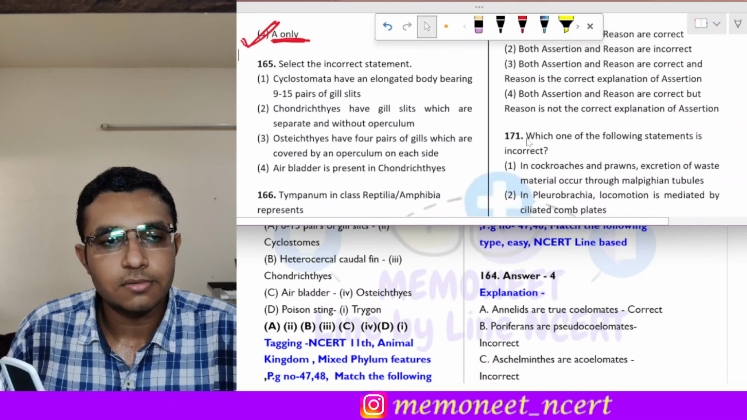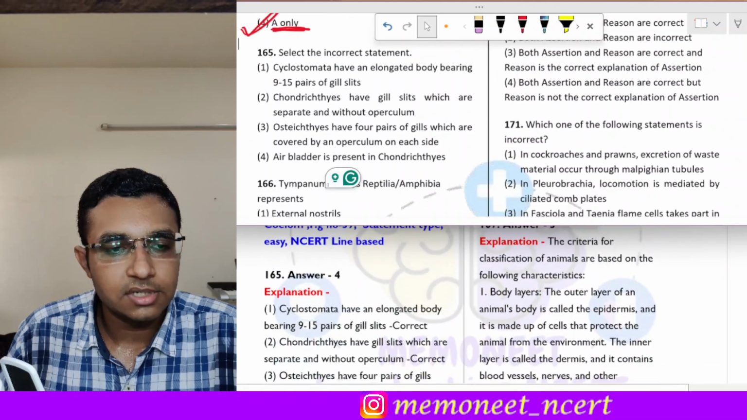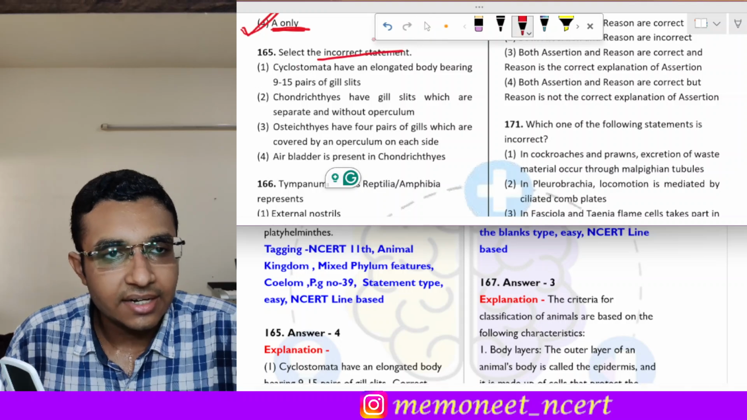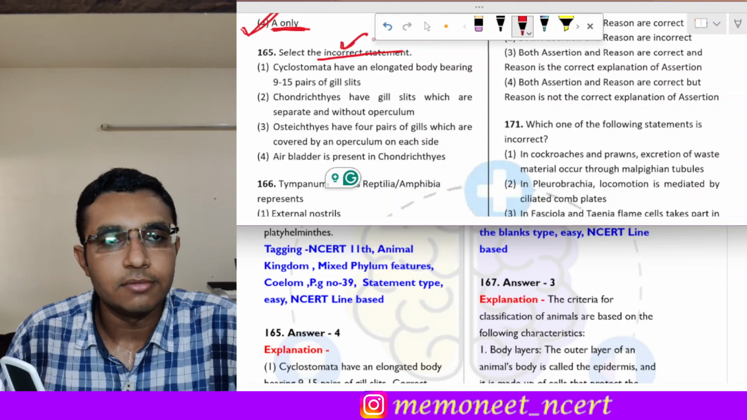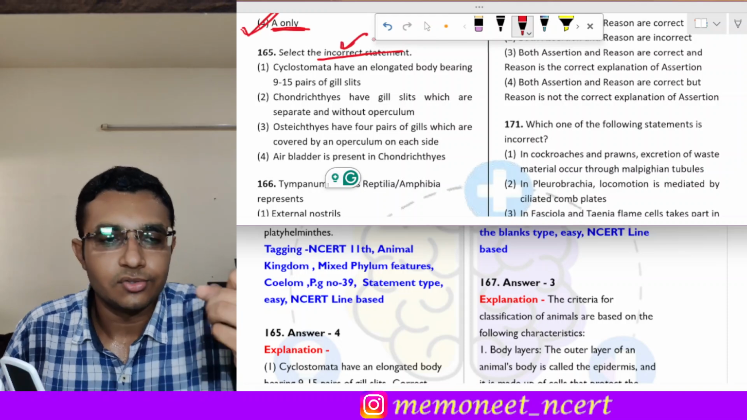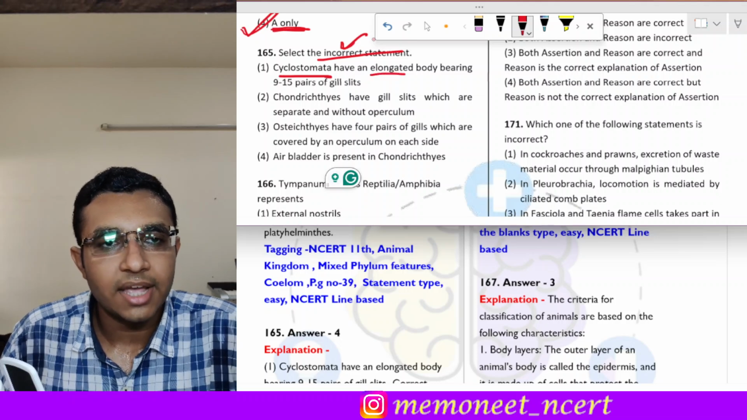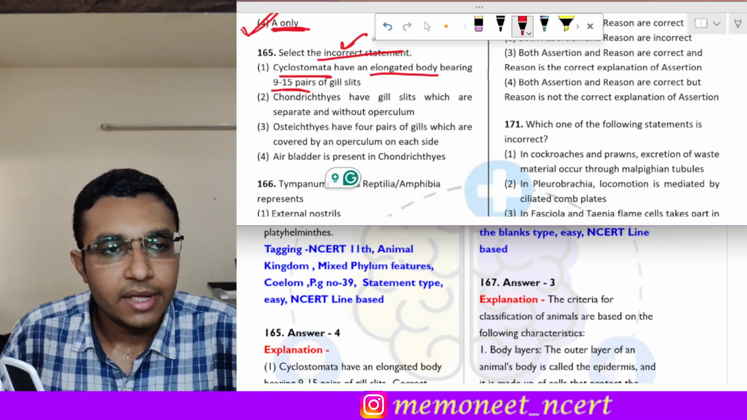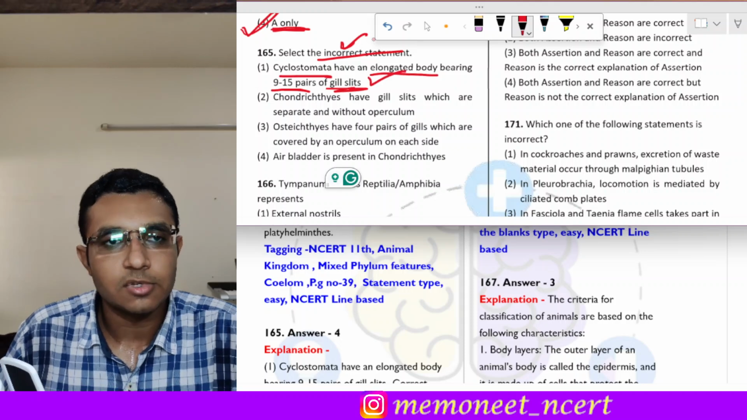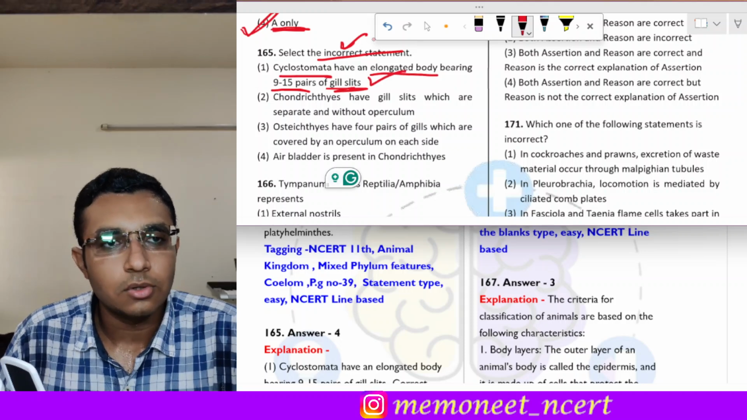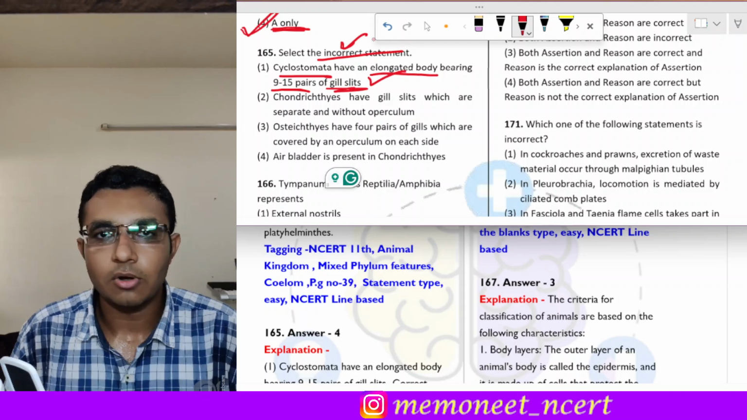Moving on to the next question, that is question number 165. The question 165 states that, select the incorrect statement. So among the following 4 statements, we have to identify which statement is incorrect. So let us read them one by one. The first statement is, cyclostomata have an elongated body bearing 9 to 15 pairs of gill slits. So yes, this statement is absolutely correct. Cyclostomes have an elongated body and they have 9 to 15 pairs of gill slits.